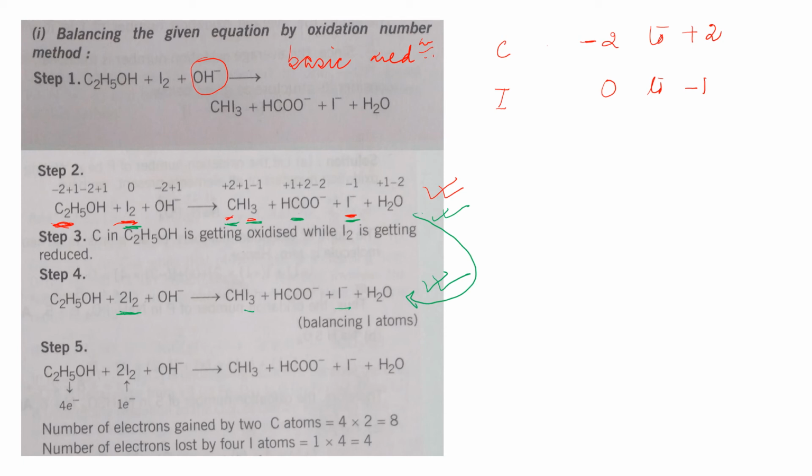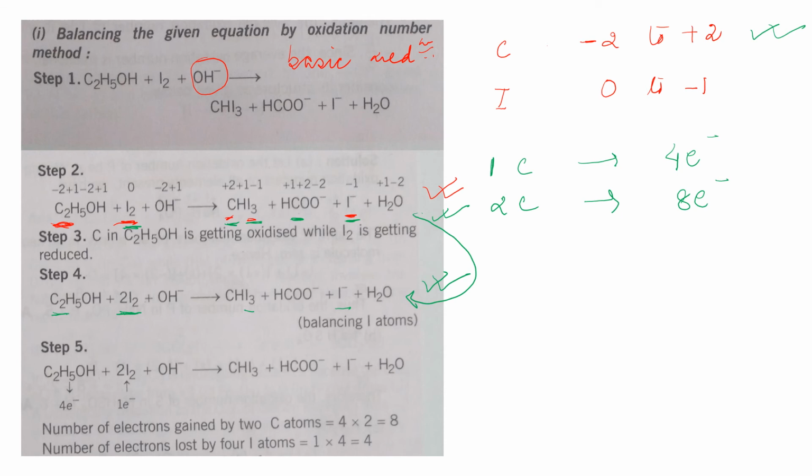Now I have to see how many electrons carbon and iodine are losing or gaining. As the oxidation number of carbon is changing from -2 to +2, it is losing 4 electrons. So one carbon atom is losing 4 electrons. This is very important to know. But I am having 2 carbon atoms. So 2 carbon atoms are losing 8 electrons.